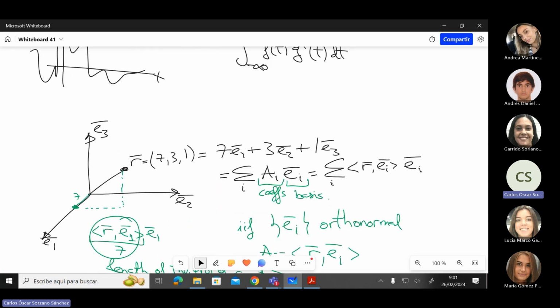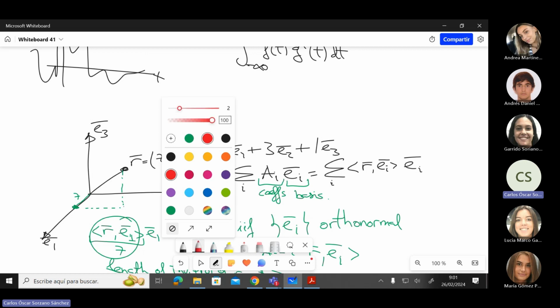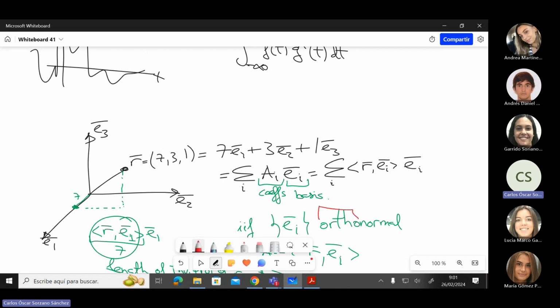E1 is perpendicular to E2. This was our ortho. Orthonormal has 2 parts. The first one is ortho, and the second one is normal. So ortho means perpendicular. Normal means having unit length, all the Ei's have unit length. Okay, so orthogonality. We know that E1 is orthogonal to E2, so we can write it this way.